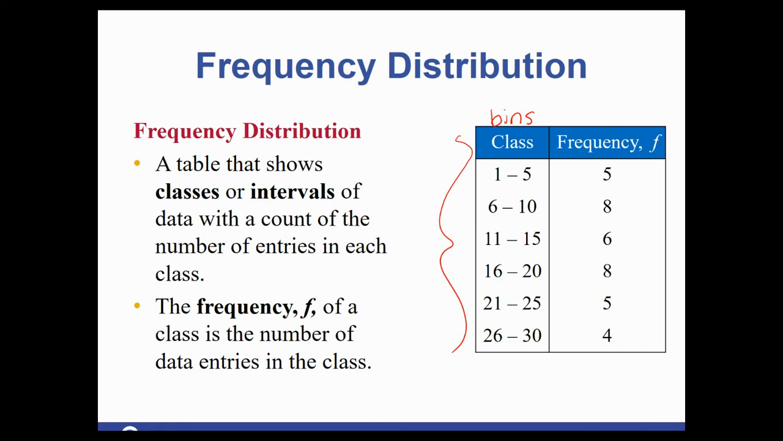The frequency F of a class is the number of data entries in each class. The thing that we lose when we start grouping data is we can see that there's 5 things that came up between the numbers 1 through 5. We just don't know what they were anymore. Was it the number 1 that came up 5 times? Was it a spread of numbers, 1, 2, 3, 4, and 5, or were they all 5? We don't know anymore. We just know that 5 were in that range from our data set.